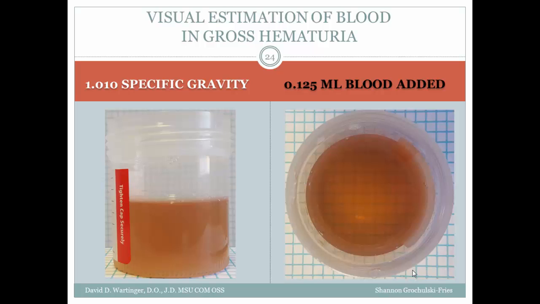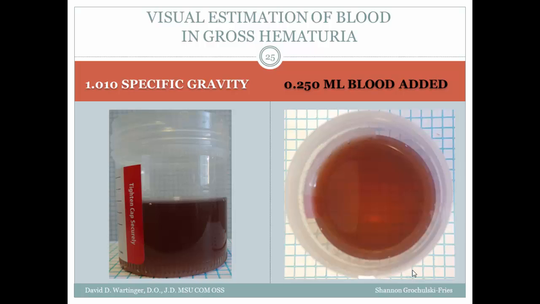Specific gravity 1.010 with 0.125 milliliters blood added. Specimen developed a red cast to the underlying dark orange color. Specific gravity 1.010 with 0.250 milliliters blood added. Precipitous color change occurred in both views. The top view was dark red-orange in color, and the side view was dark brown in color. The white graph paper with blue lines was not visible.